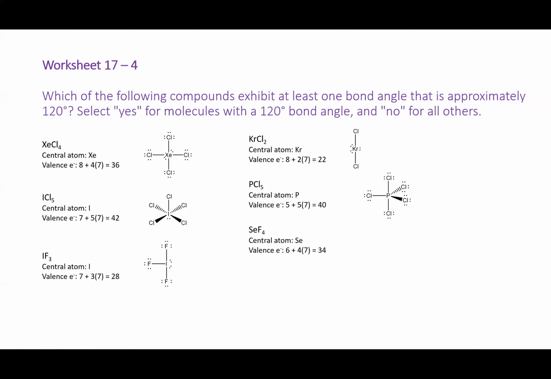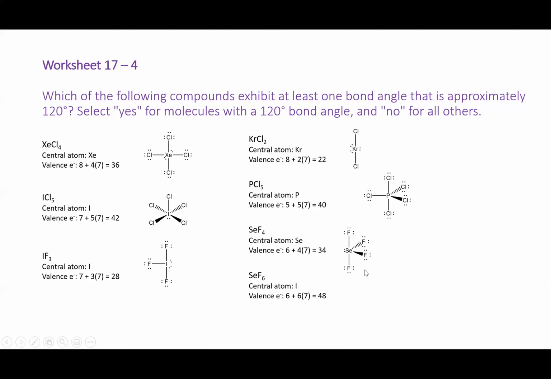For SeF4, our central atom is Se. We have a total of 34 valence electrons. Our Lewis structure might look like this, because we again have 5 different electron groups around the selenium. And since one of them is a lone pair on the selenium, the most common structure you're going to see is a seesaw. So in this case, our two fluorines here in the equatorial position are about 120 degrees away from each other. So in this case, yes, we do have a bond angle that is 120 degrees.